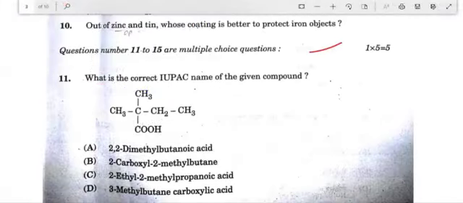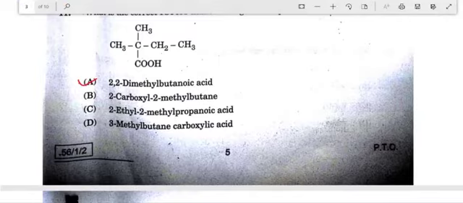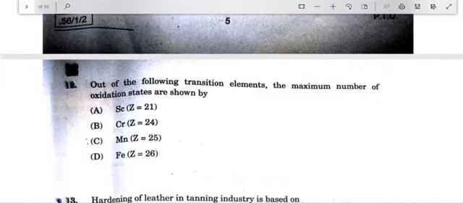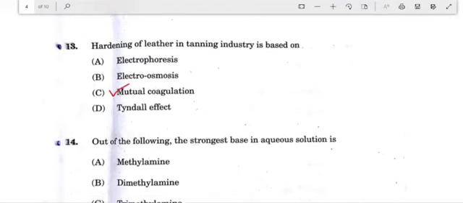Moving on to question number 11, what is the correct IUPAC name of the given compound? So the answer is option A, 2,2-dimethyl butanoic acid. Then number 12, highest oxidation state. Very common question. Manganese is the answer. Then hardening of leather, it's due to mutual coagulation.